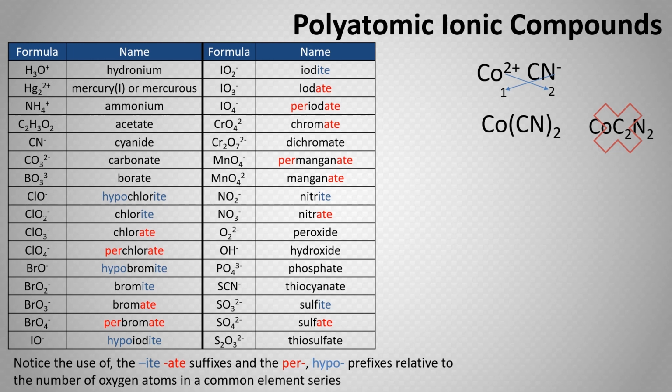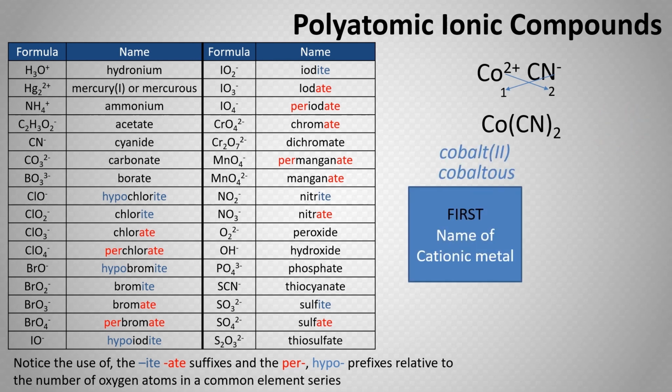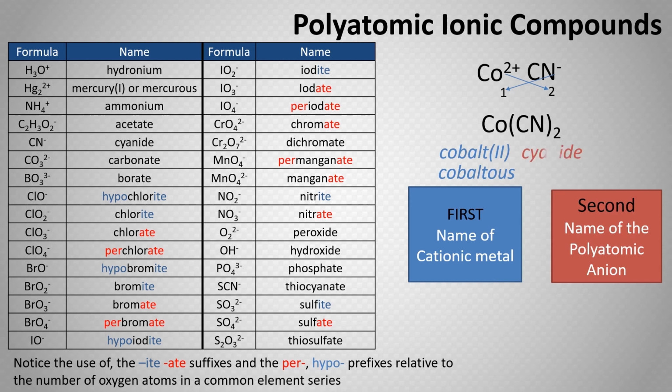Now, naming is straightforward. We put the cation name first, as we always have, and then the actual name of the polyatomic anion found in the table second. A suffix is not required. So, the name for this compound is cobalt-2 cyanide, or again, we could use the old naming rules and call it cobaltous cyanide.